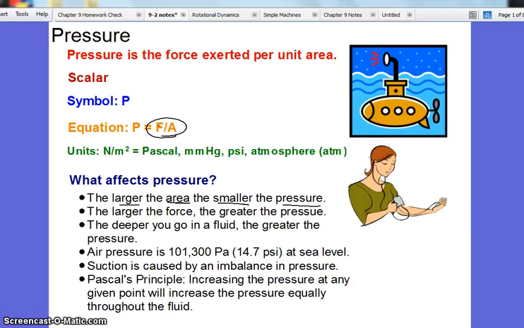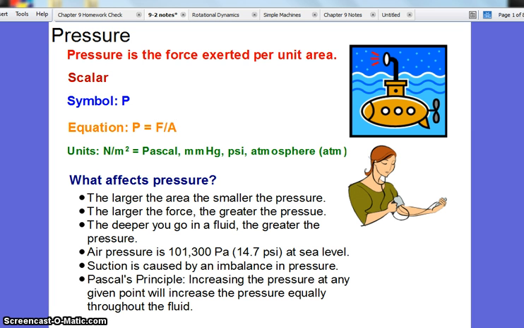We can also look at it this way and go back to that example of if we exert a force with our hand versus if we exert that force with our finger. The force with our hand covers a much larger area than our fingertip. And so we have a larger amount of pressure if we exert that force with our fingertip than if we exert the force with our hand, because there's a larger area with our hand.